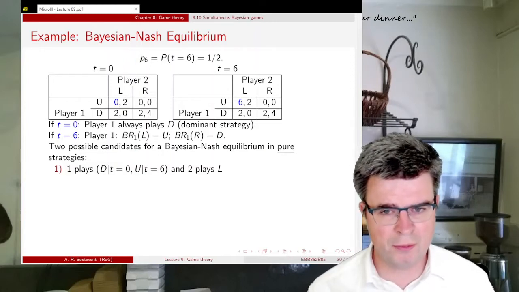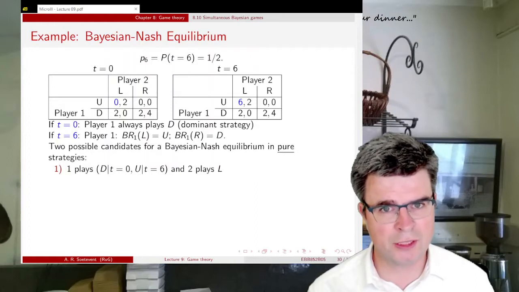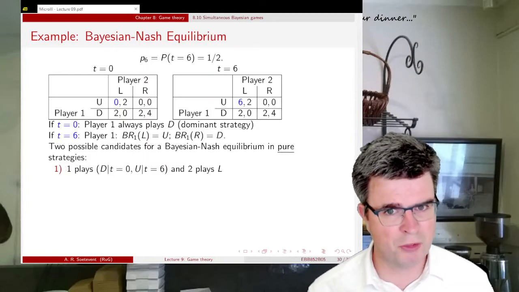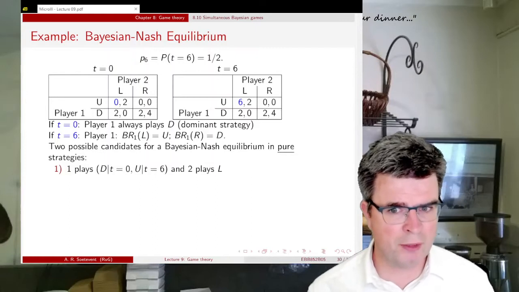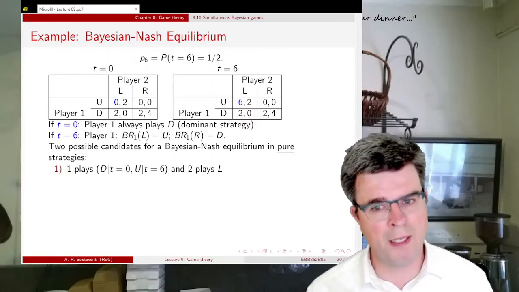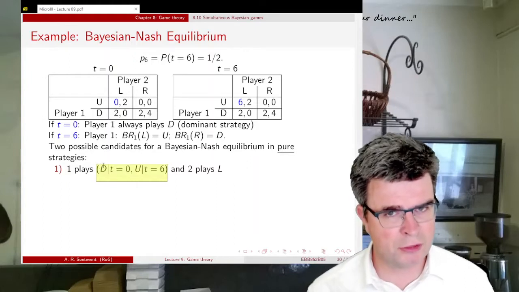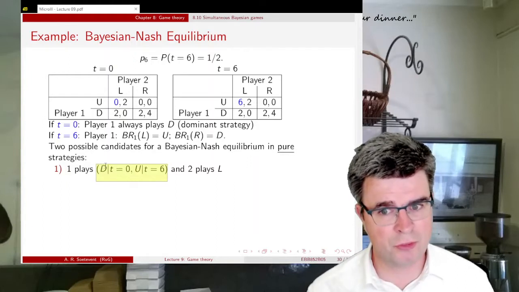Now it's clear that given that player 2 plays L, it is indeed optimal for player 1 to choose the actions exactly like this: to go for down if he's of type 0, and if he's of type 6, then it's optimal for him to play up, because 6 is more than 2. However, what about player 2? Is it really optimal to play L given that player 1 plays this strategy?